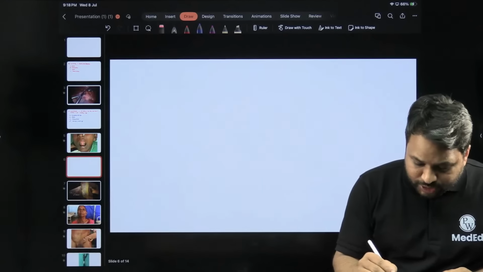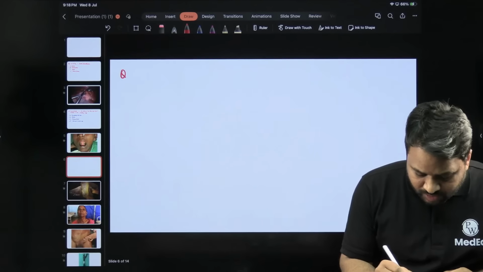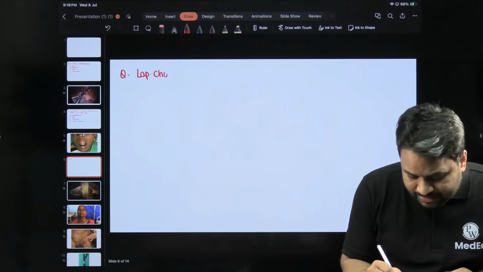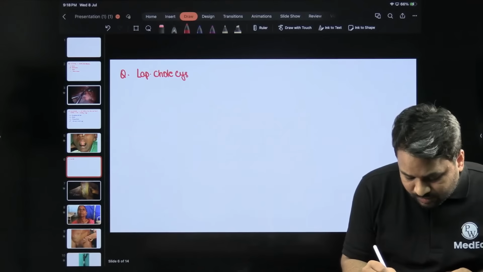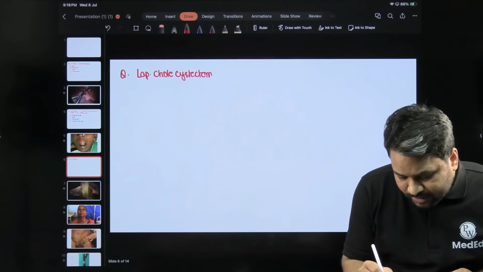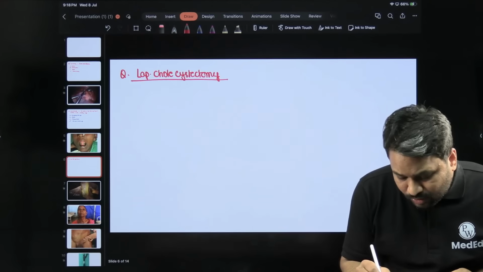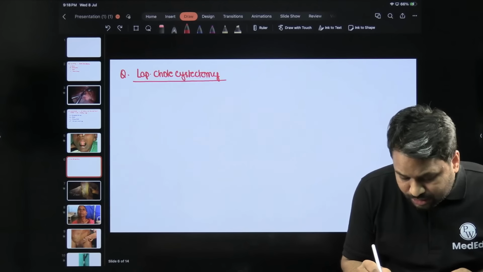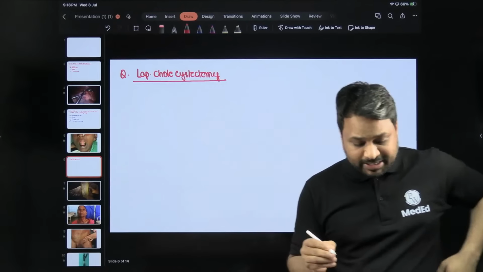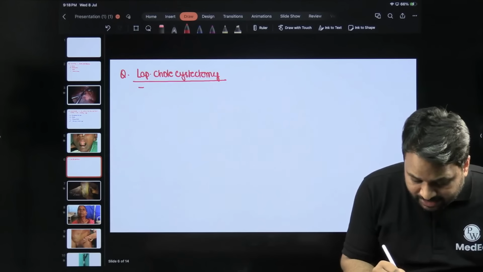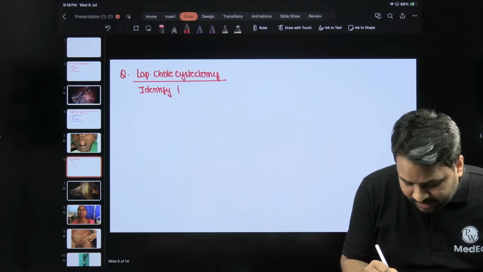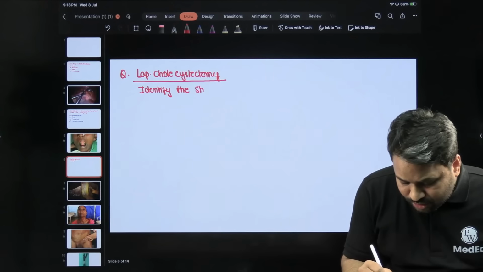Now the next question. The patient is undergoing a laparoscopic cholecystectomy, and you encounter a structure. The question is, identify the structure.